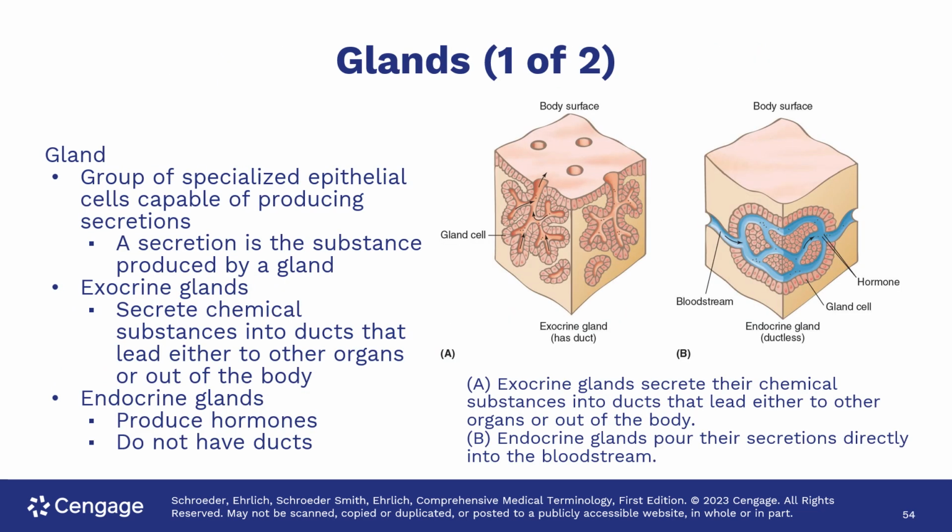Glands are a special group of epithelial cells that can secrete things. There are exocrine glands that secrete substances into ducts, which then lead into other organs or out of the body. Endocrine glands produce hormones and don't have ducts.